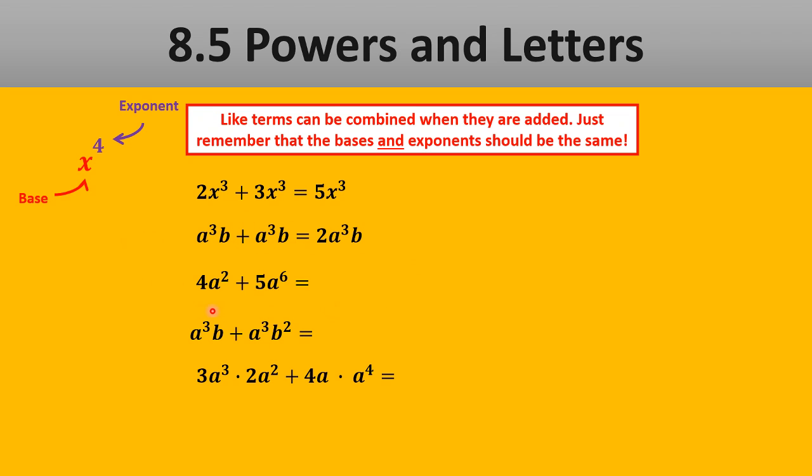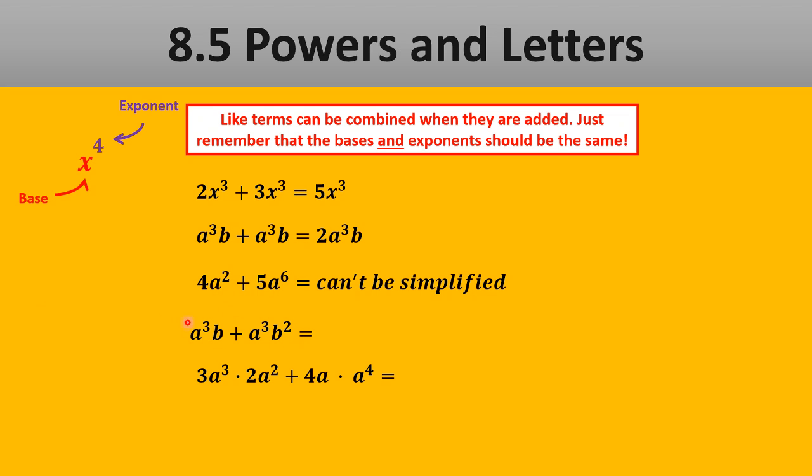The next one, 4a squared plus 5a to the 6th power. Are they like terms? No, they aren't. So it cannot be simplified. Why? Because my exponent is not the same.